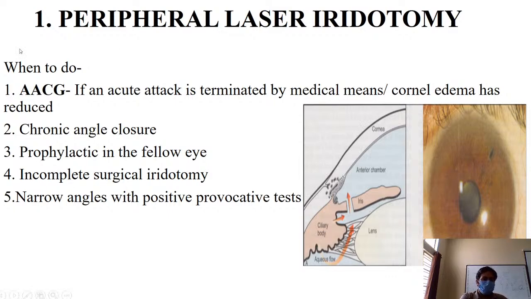Acute angle closure, chronic angle closure. In the fellow eye also, if a patient presents with angle closure in one eye, that means the other eye is at risk, and you have to do a PI there also. And sometimes once you have done a surgical PI and it is incomplete, there also you can do laser PI. PI is nothing but peripheral iridotomy.